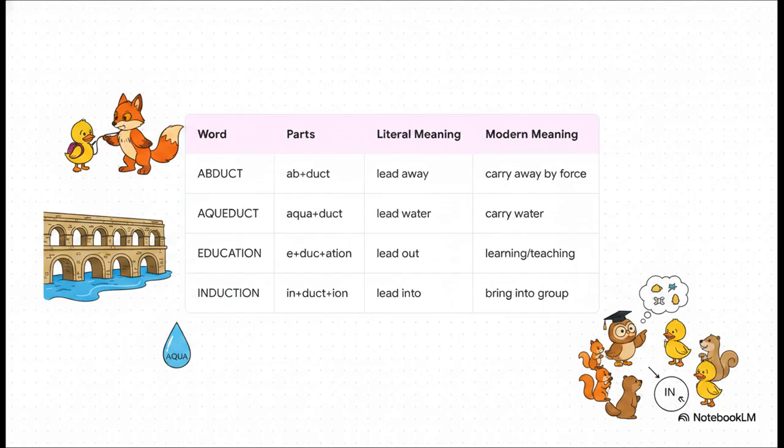Look at abduct. Ab means away, so it literally means to lead or carry away by force. Aqueduct combines aqua for water with duct. It literally translates to leading water, which perfectly describes those massive ancient Roman water structures. Then there's education. It uses e for out and ation for process. It's literally the process of leading out a person's abilities through learning and teaching. And induction? Well, in means in, so it's the act of leading or bringing someone into a group.